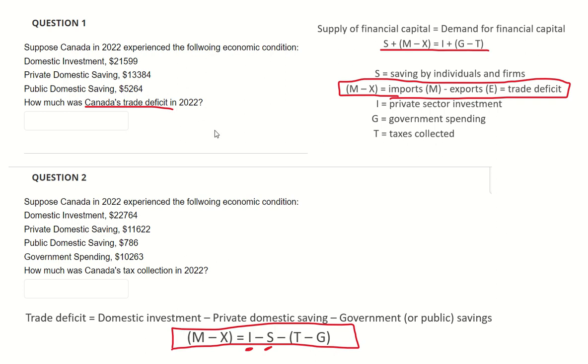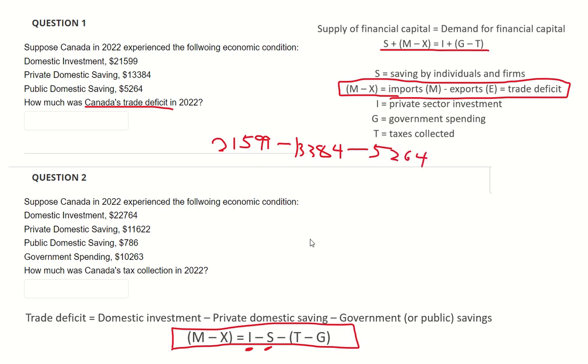This question will just equal your investment, 21,599, subtract your private saving, 13,384, and then subtract your public saving, 52,64. That'll give you the trade deficit.